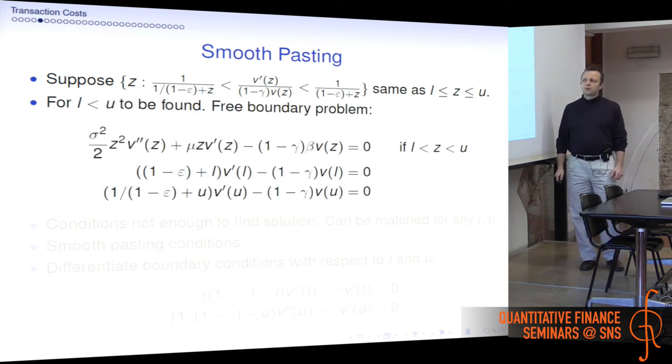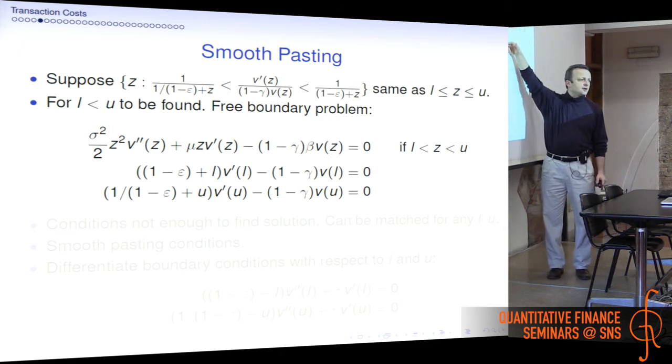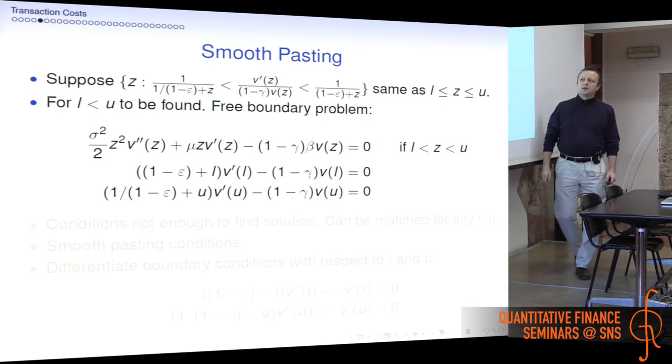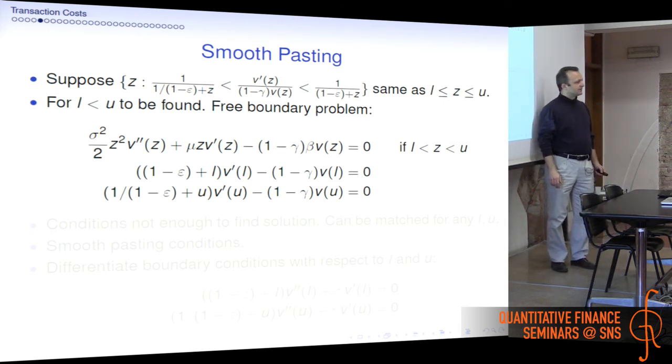So the free boundary problem looks like this. We want this ODE to be satisfied. We want on the left this equality to hold, on the right this other equality to hold. Okay? Now notice that this is hopeless if we write it like this.